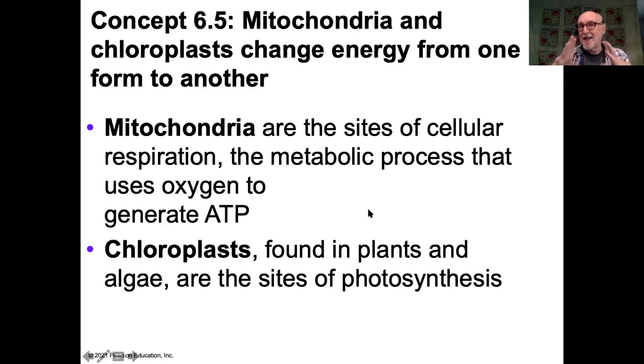The mitochondria, the sites of cellular respiration, which is the process which is going to produce masses of ATP for the cell to use, occur in both plants and in animals. The chloroplasts are only found in plants and in algae, and they are the sites of photosynthesis. Photosynthesis is also an energy transformation system, because it's taking light energy from the sun and transforming that light energy into a chemical energy form, which the cell can then use.